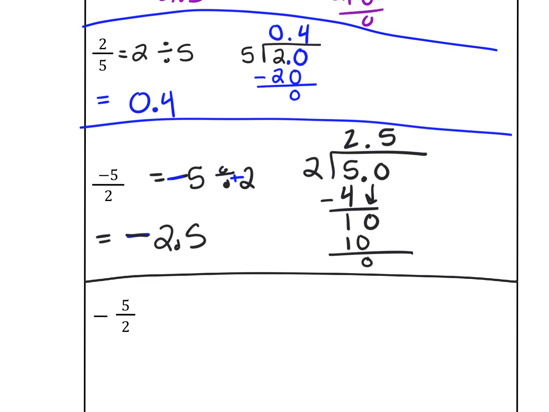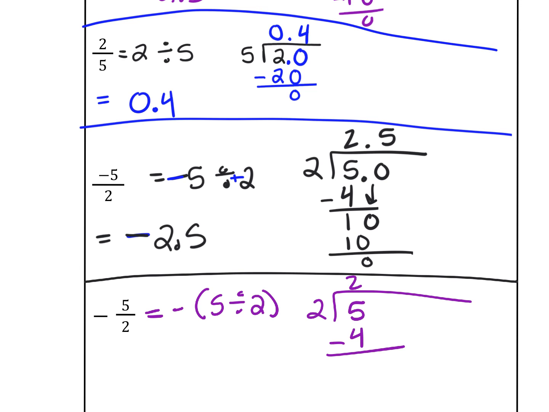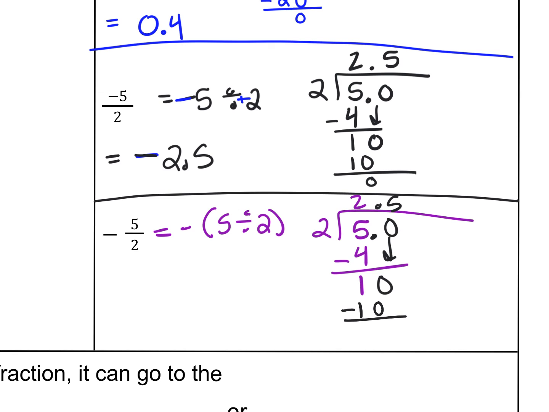And then the last one, negative 5/2. This is negative of whatever 5 divided by 2 is. So 5 divided by 2, 5 goes on the inside of the division, 2 goes on the outside, 2 goes into 5, 2 times. 2 times 2 is 4, that's what I was trying to say. We're left with 1. So I'm going to add a decimal and a 0. 2 goes into 10 5 times. And so the negative of 2.5 is negative 2.5.